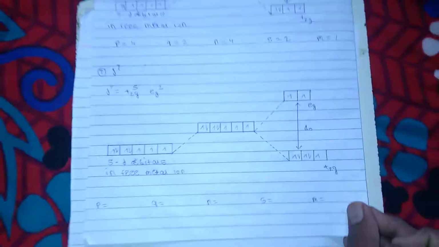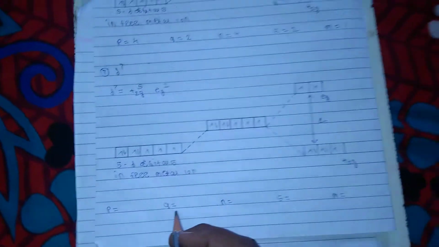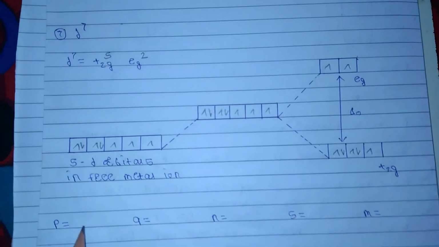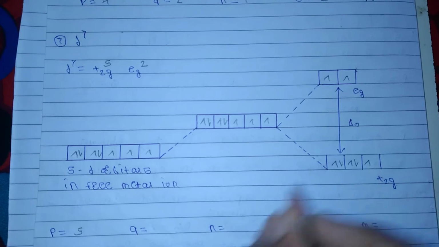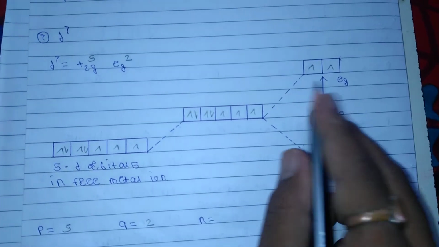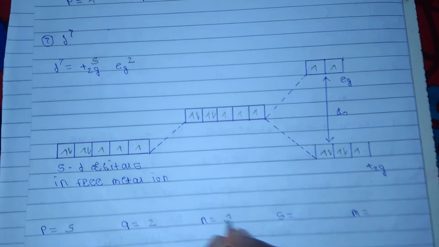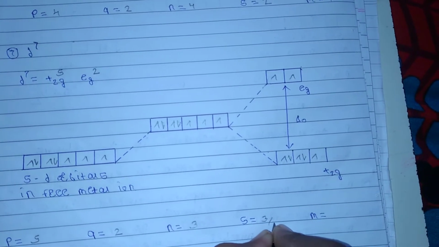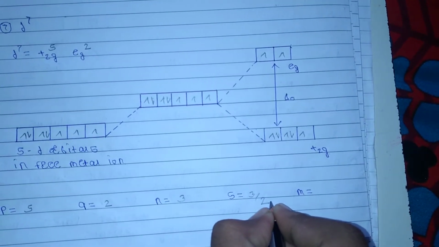So P is equal to the number of electrons present in T2G, which is 5, and in EG, 2. The number of unpaired electrons is 1, 2, 3, and the resultant spin, n by 2, means 3 by 2. The number of paired electrons is 2.